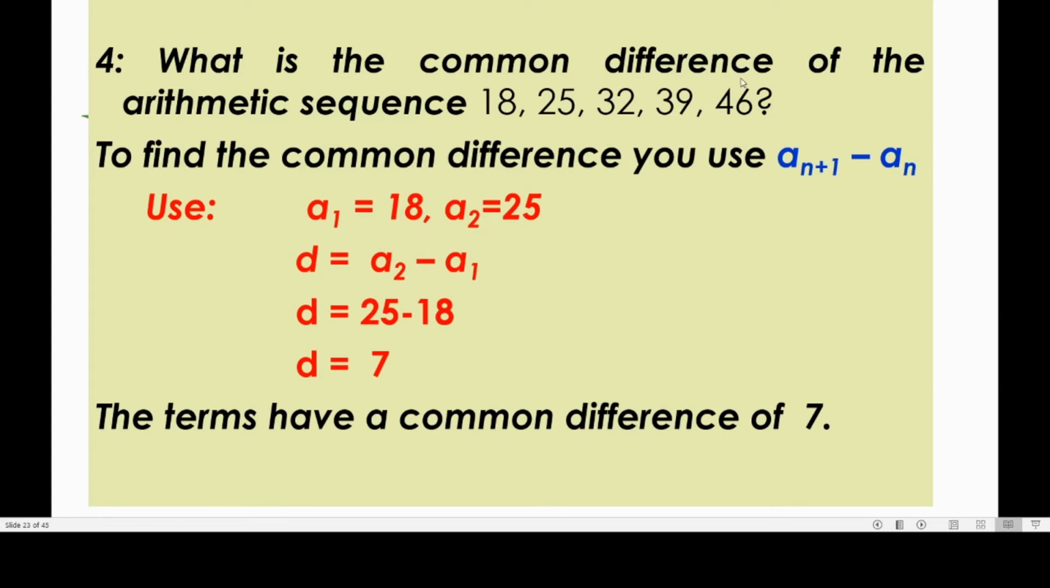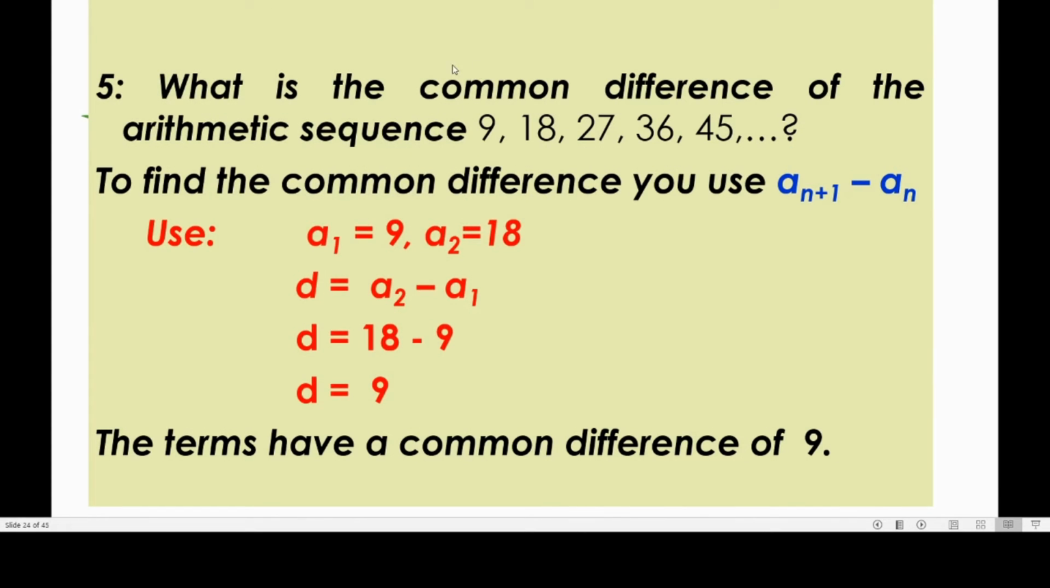What is the common difference of the arithmetic sequence 18, 25, 32, 39, 46? A sub 1 equals 18, A sub 2 equals 25. To get the common difference, we subtract A sub 2 minus A sub 1. So we have 25 minus 18, which is equal to 7. Therefore, our common difference is 7.